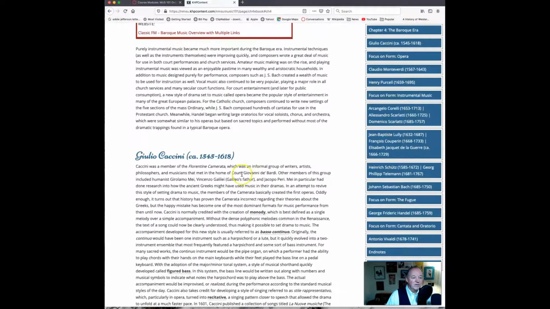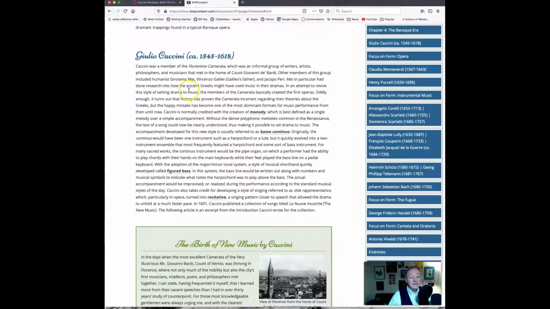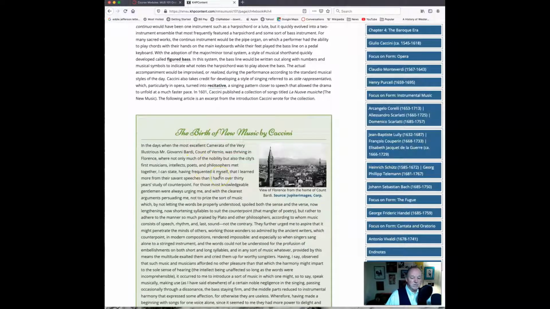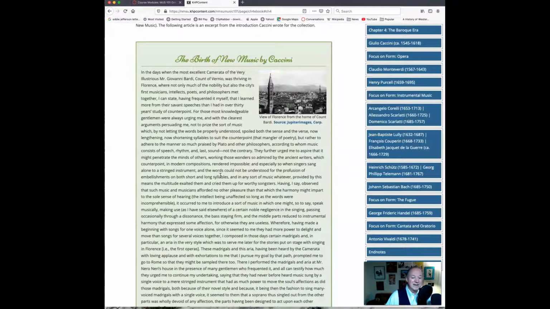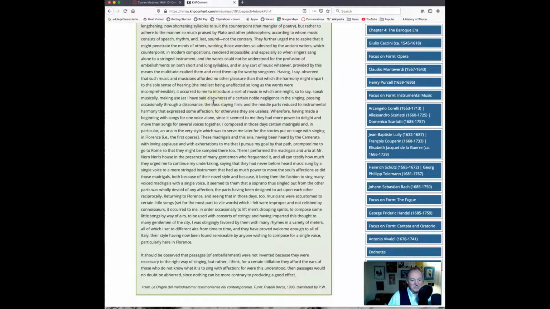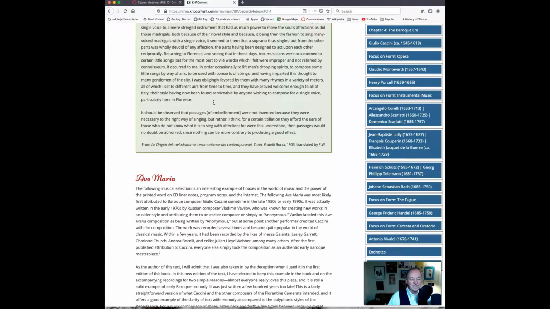Here's some great links for you. Caccini, some guys in Florence called the Florentine Camerata. They all come together and create this new opera thing. It was actually a mistake. They were trying to recreate the Greek tragedies and they thought it had singing and it didn't. They kind of screwed that up, but it created opera, so that's good. This is an English translation of a text by Caccini called The Birth of New Music, where he talks about creating opera and the Camerata, that sort of thing.